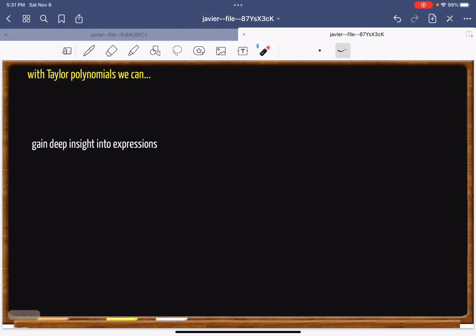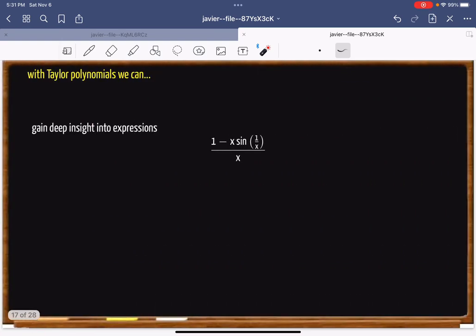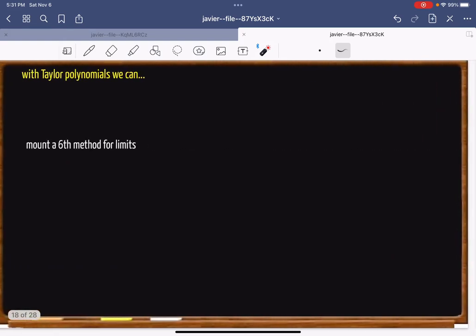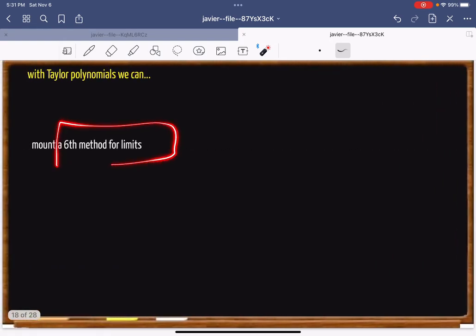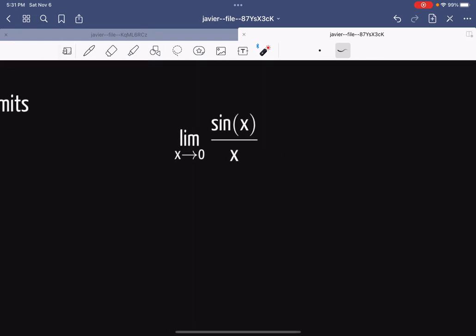You can also get deep insight into expressions. Some expression like this may look strange to us. You got sine, you got 1 over x, a lot of things happening here. One of the things you could do is expand a Taylor expression for this and multiply by that, and you could turn this into a Taylor expression, and maybe get some insight that was not there before. For example, you could turn that into a sixth method for finding limits. Take a look at this example.